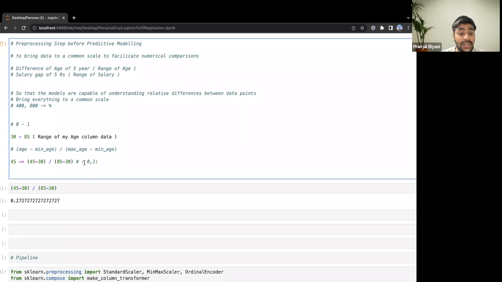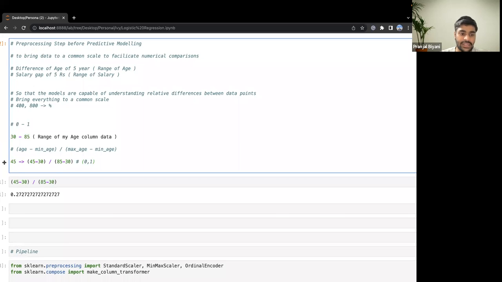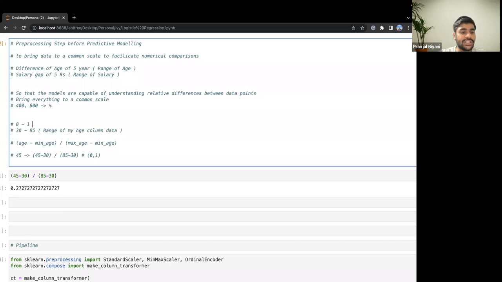Now, this particular value also incorporates the maximum and minimum value. So this can be applied to all numerical columns and all of them can be brought down to a common scale of 0 to 1. Is that understood logically and theoretically? Everyone? Any questions here?